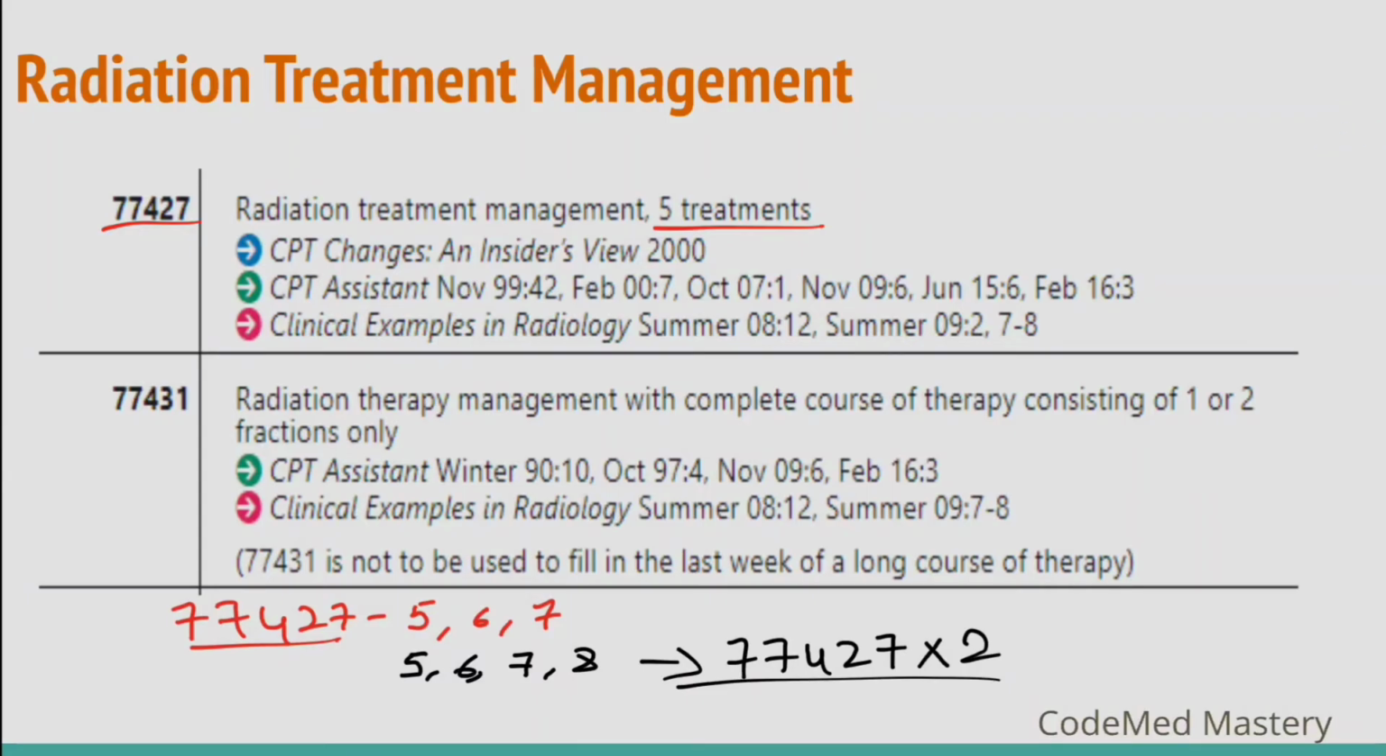Just remember that 77427 is reported in units of 5 fractions. So, extra 2 units after 5 fractions are not counted. If there are extra 3 or 4 treatments, then we have to use 77427 again. You will understand this better when we solve a question related to this. Before that, this code 77431 is for radiation therapy management with a complete course of therapy consisting of 1 or 2 fractions only. Remember that we should not report 77427 and 77431 together.